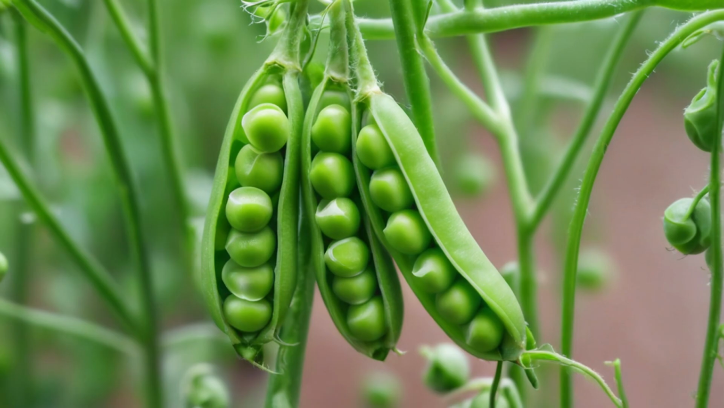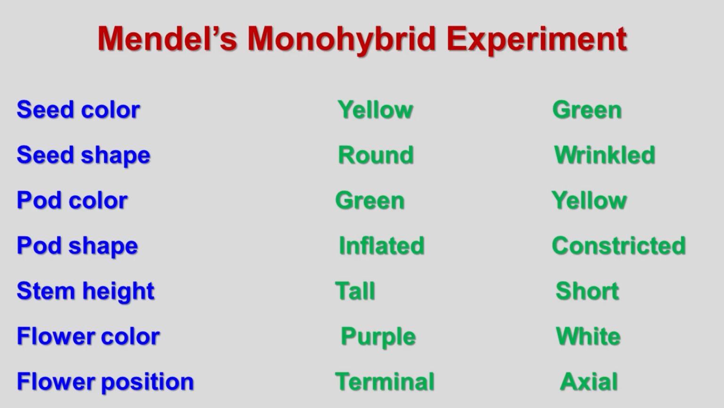Using pea plants, Mendel conducted experiments that revealed the basic laws of heredity. He observed patterns in traits, leading to great discoveries. So what was his experiment? He chose the pea plant and studied 7 traits: seed color, yellow or green; seed shape, round or wrinkled; pod color, green or yellow; pod shape, inflated or constricted; stem height, tall or short; flower color, purple or white; and flower position, terminal or axial. As you see, all the traits he considered had only 2 phenotypes.